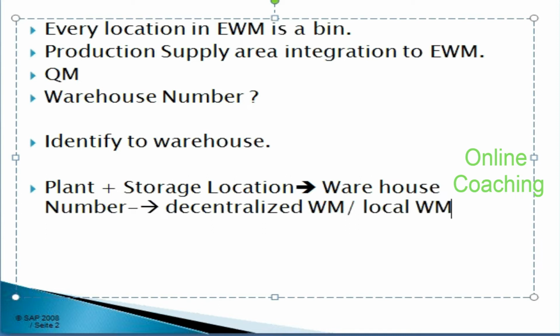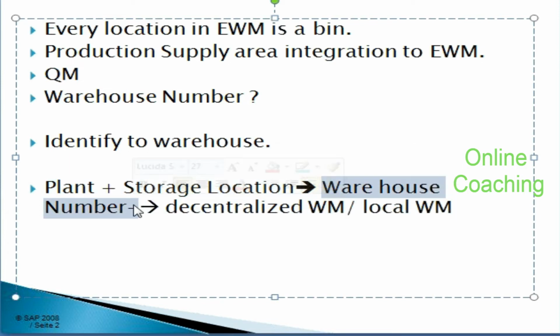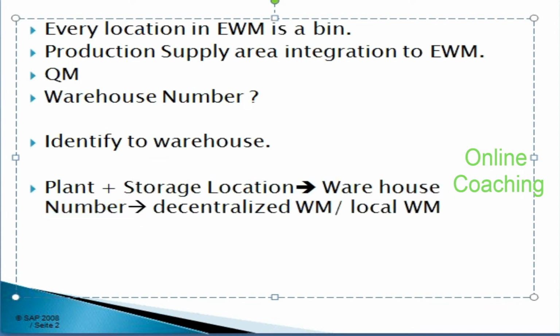So in ERP, tomorrow I can take you through the system also. This is a very basic concept we have to remember: the plant and storage location combination will be assigned to the ERP warehouse number. Assuming that as of today we don't have EWM, we have this in the ERP WM. But if you want EWM, then that warehouse should be a decentralized WM. Is it clear now?